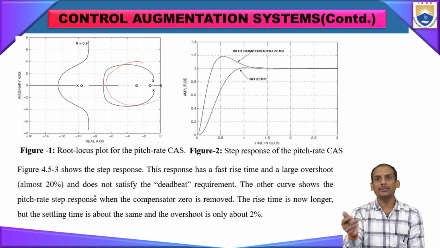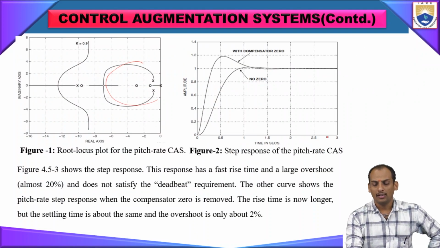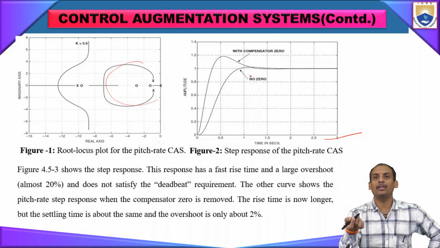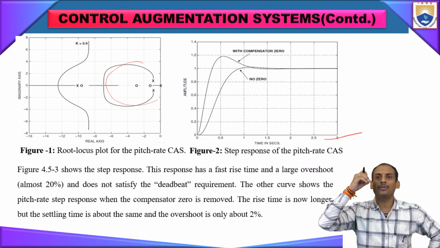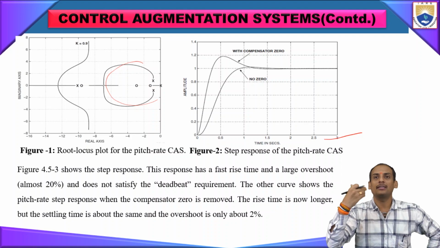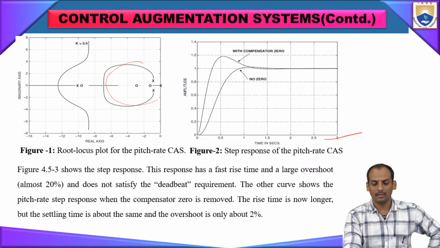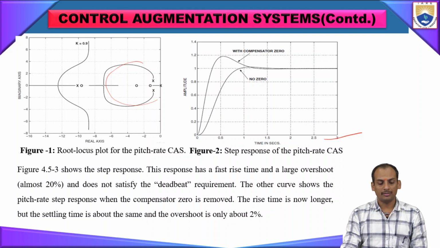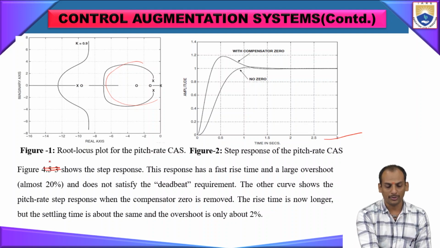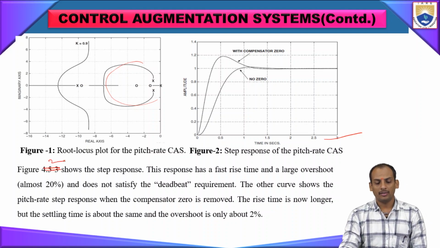So if you see the step response plot for the non-zero compensator and with the compensator zero, when the k value is changing from the non-zero value with the compensator zero, the response amplitude with respect to time has been given here. This one is figure 2 only, and it will show the step response.